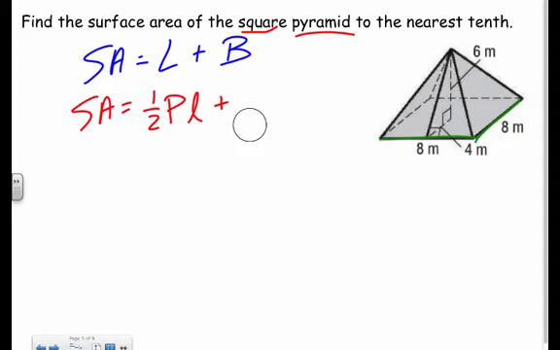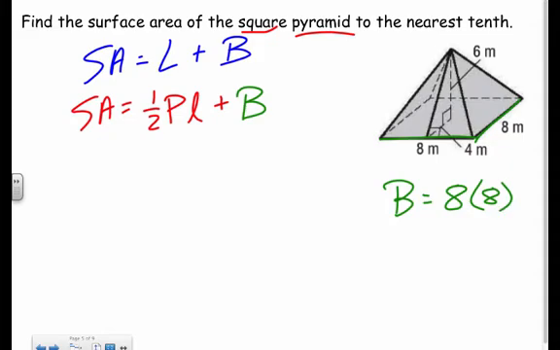I don't want to use L. That's better. Let's just keep it as capital B. Otherwise, you're thinking that's slant height. Okay, well, let's do the easy part first. Let's find the area of the base, which I'll use capital B. Well, 8 times 8, or 8 squared, right? Length times width. So we get 64.